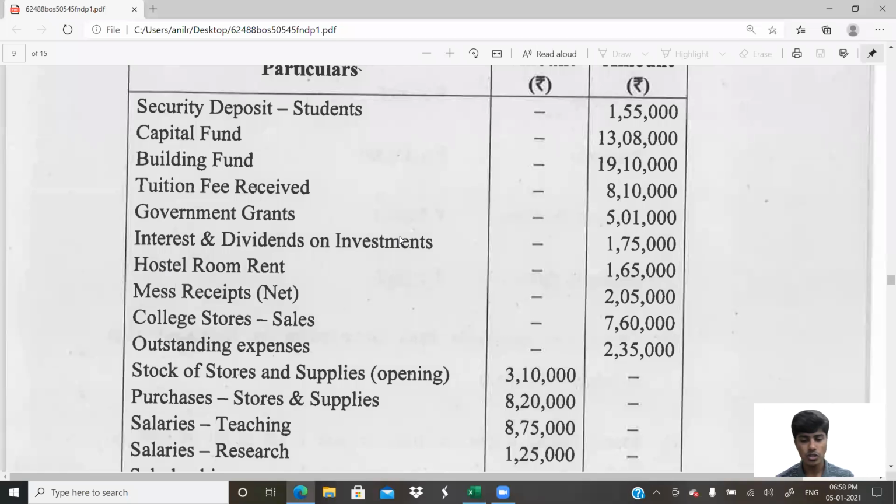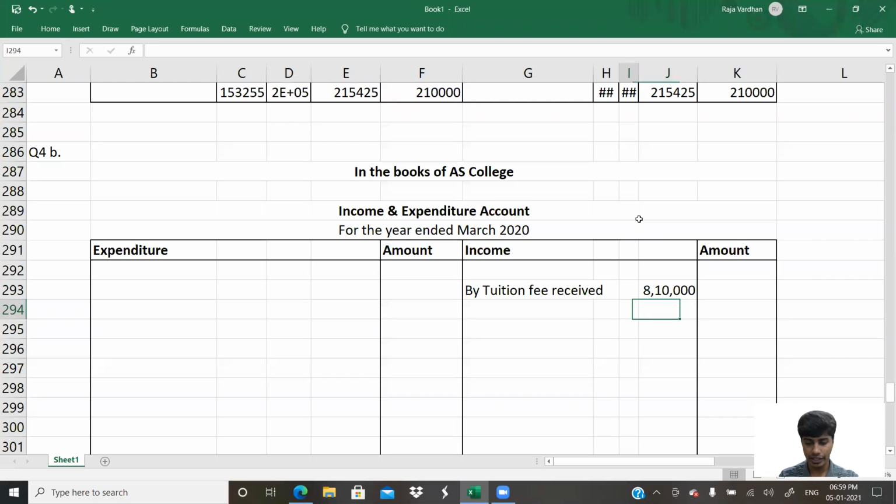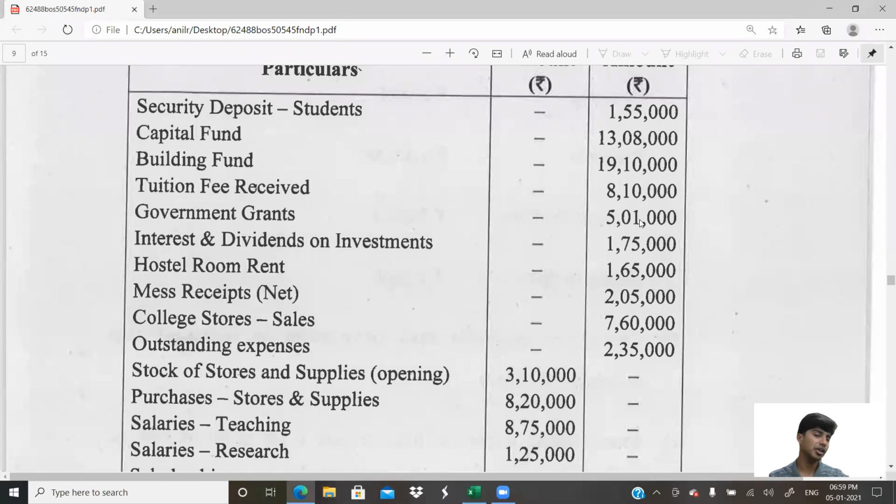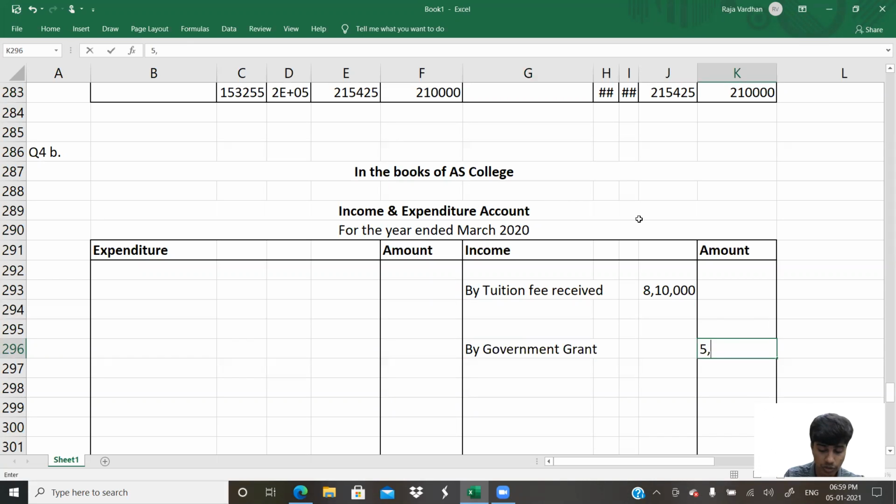Yeah. So 8,10,000 done. Next item is government grants, 5,01,000. I'm assuming this government grant to be a revenue grant and completely my income. So I'm writing it in the income side. One more item will come to this; I would have to add it later. So I'll write here by government grant. On another day, a government grant can be treated as a capital item and written on the liability side, but I'm assuming it to be a complete income. Yeah, 5,01,000. No other information, right?